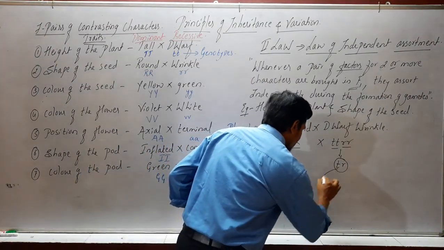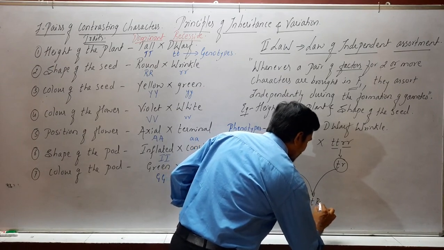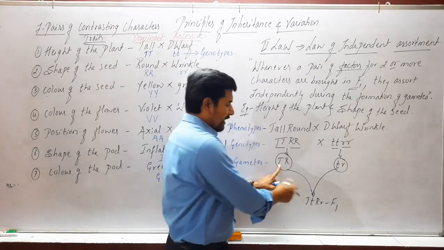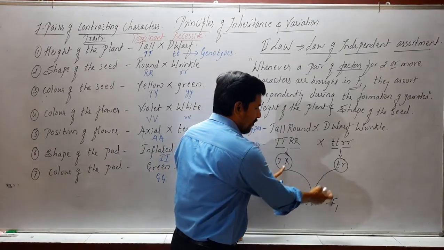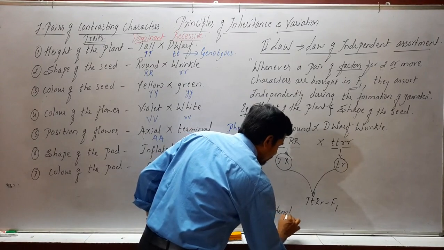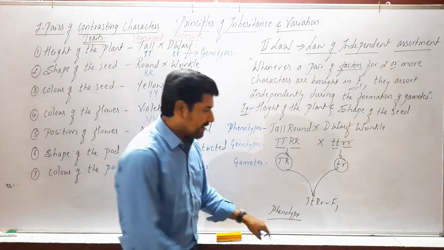After crossing this, what are we going to get? Capital T, small t, capital R, small r. This is F1. One capital T, one small t, one capital R, one small r. Then what is the phenotype of this? The phenotype of the F1, look at this.